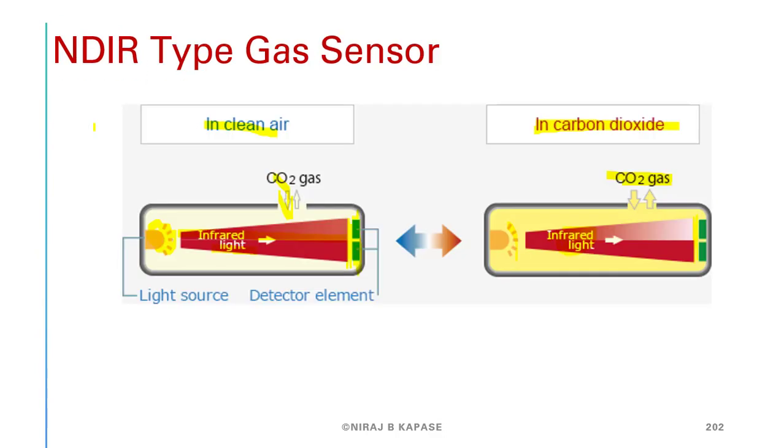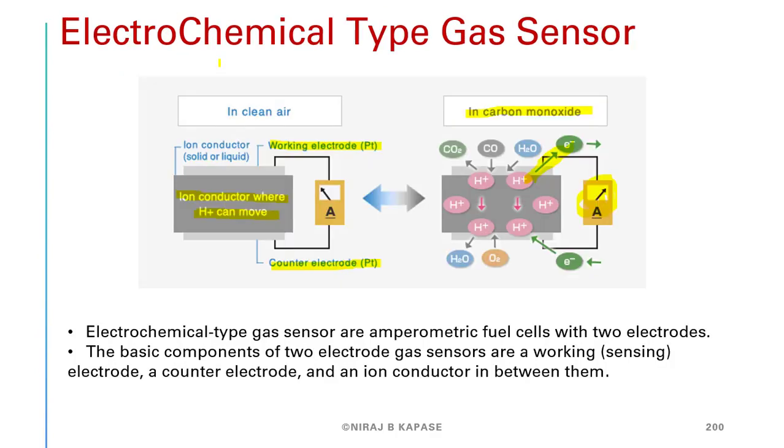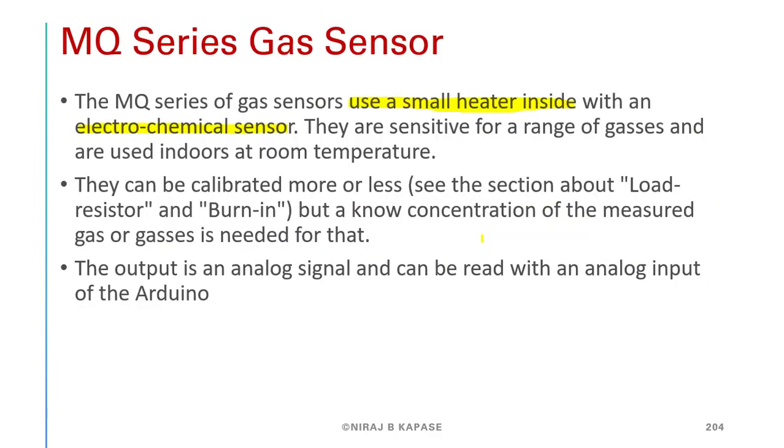Like we have seen, this type of electrochemical gas sensor has an ion conductor element. We have a working electrode and a counter electrode available. Because of the H plus moving, it changes the gas concentration, or it detects the gas concentration. They are sensitive to a range of gases and used at room temperature.